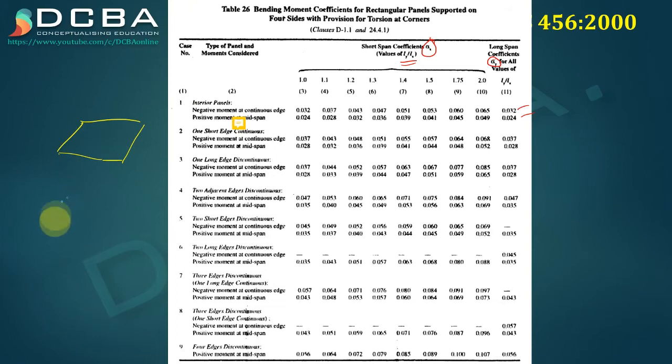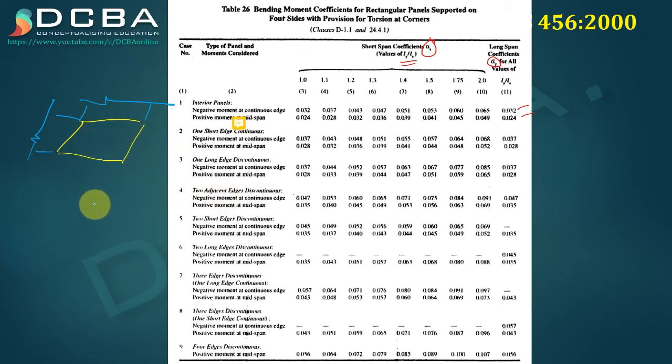Let us talk about the third one. One long edge discontinuous. It means that there is a slab on three sides and only on one long edge there is no continuing slab. If this is the case, it is the third case. Then the fourth case says two adjacent edges discontinuous. So if the slab is continuous like this on one short edge and one long edge, but these two adjacent edges are discontinuous, then it can be considered as case number 4.